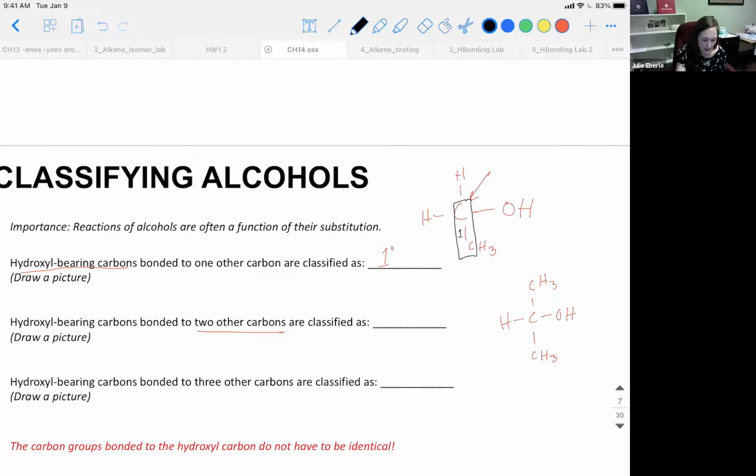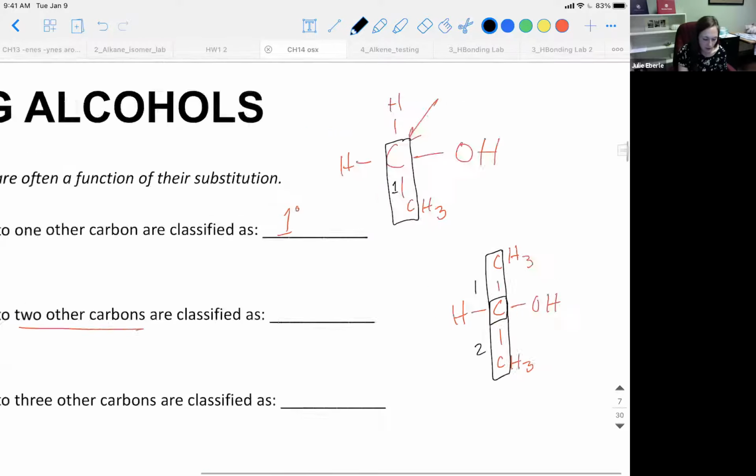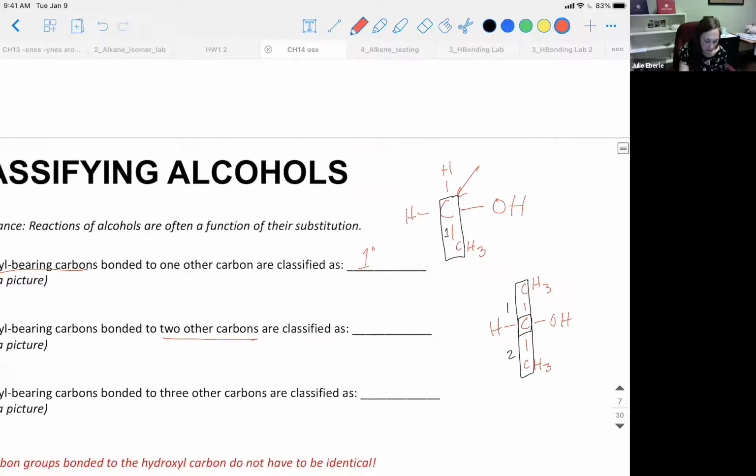Okay, so here's what I see. We've got this carbon-carbon bond, that's one, and we've got this carbon-carbon bond, that's two. So this is secondary. So you can do that, or you can say secondary.